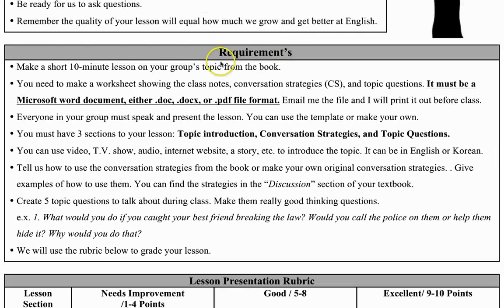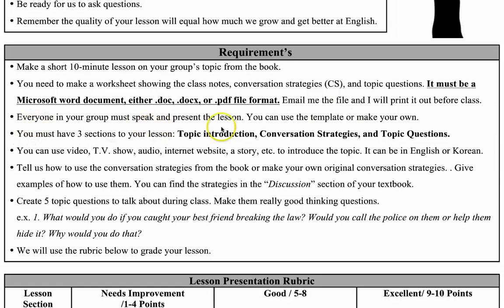Here are the requirements. These are the things that you must have in your lesson. Just make a 10-minute short lesson on a topic from the book or one that you choose. You need to make a worksheet showing the class notes, conversation strategies, and topic questions. Please make sure you read this. It must be Microsoft Word, one of the formats. I do not take Hangul Word files. Email me the file and I'll print it out before class.